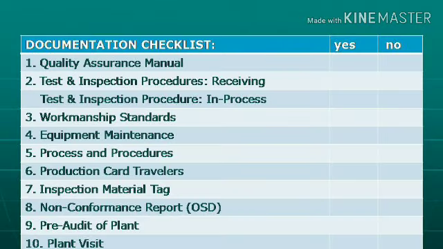Number 5 in the documentation checklist is about process and procedures. Process and procedures should be streamlined and focus on the requirements of the buyers or customers. Usually, the process and procedures should favor the customers or buyers, and should be streamlined, no red tape.